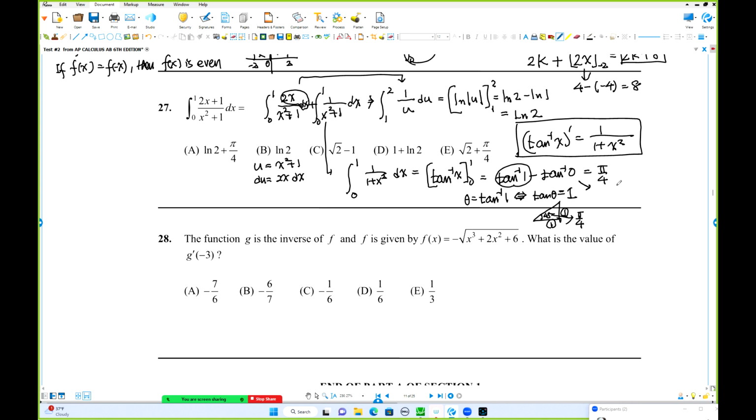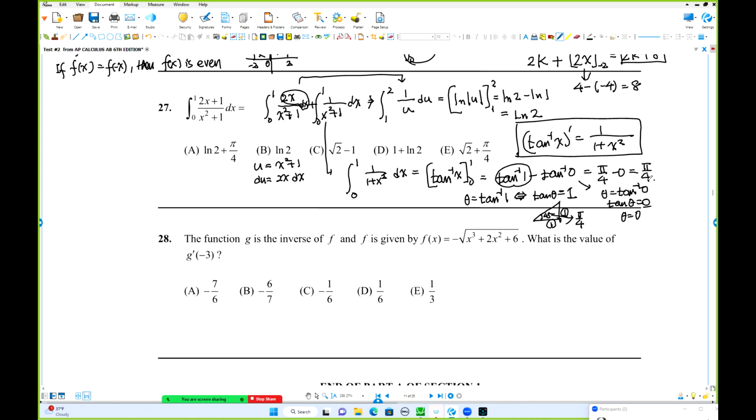Second one, take a look over here. Another one: theta equals arctangent of 0. Tangent theta equals 0 means theta is 0. Okay, the angle is 0. So the second one is 0. So the total is how much? Pi over 4. Okay. This is a little hard.